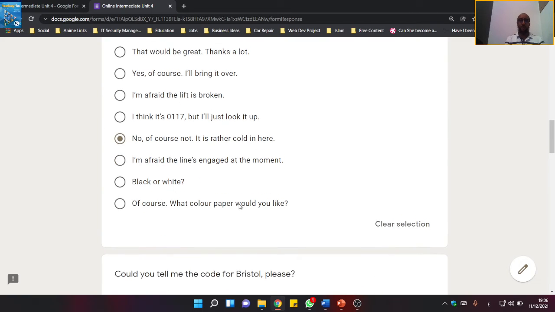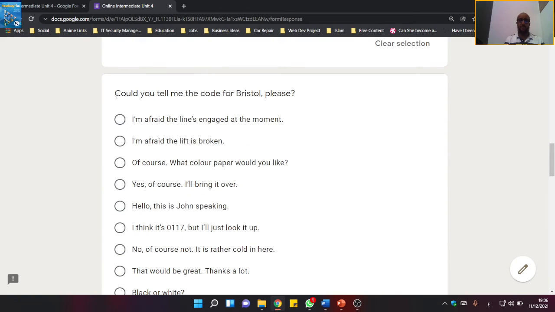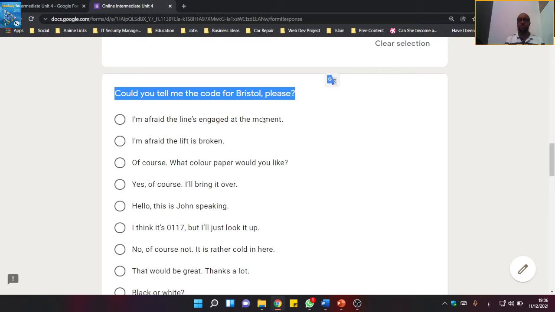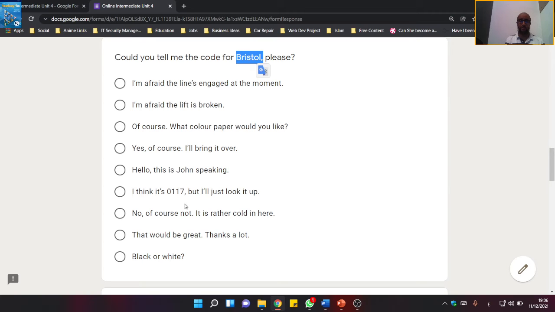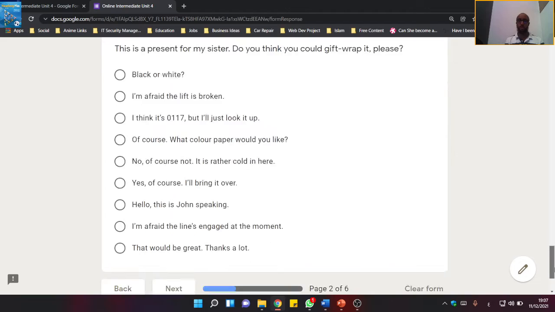All right, the last one I'll do with you guys is this one. Here it says, could you tell me the code for Bristol, please? They want the telephone code for the city of Bristol. So we're looking for a telephone code answer. I think this one looks like the right one. It says, I think it's 0117, but I'll just look it up. So this looks about right, and I'm sure most of you can agree. The remaining questions are yours to do.